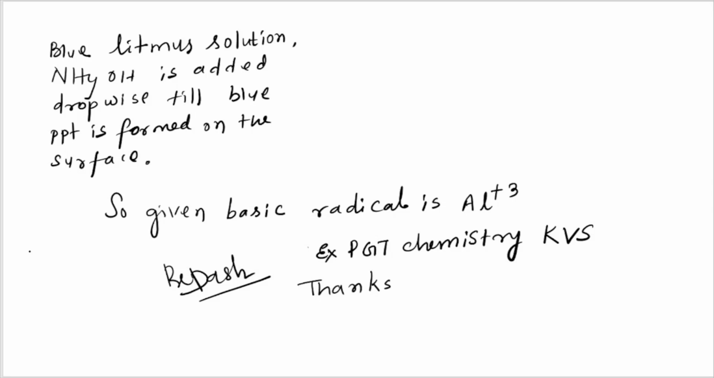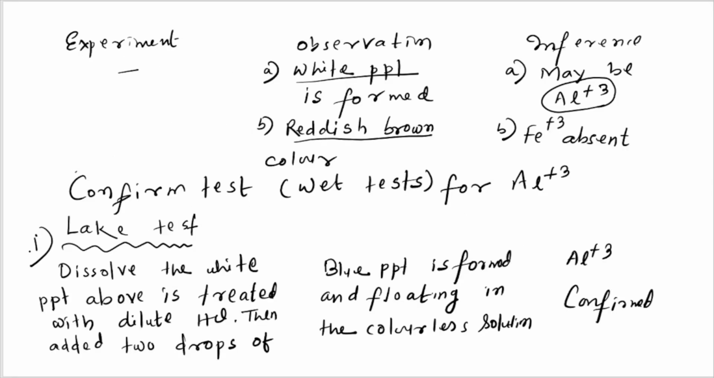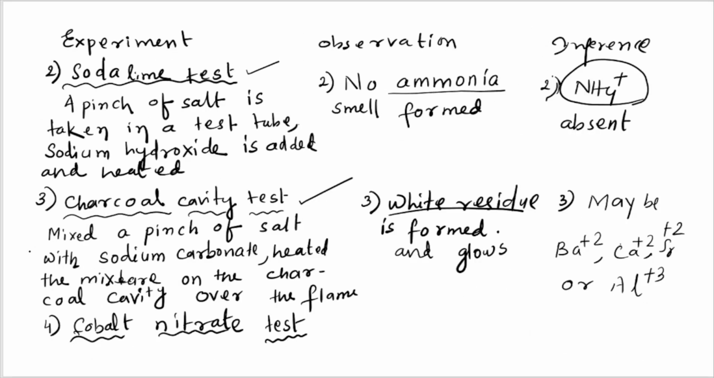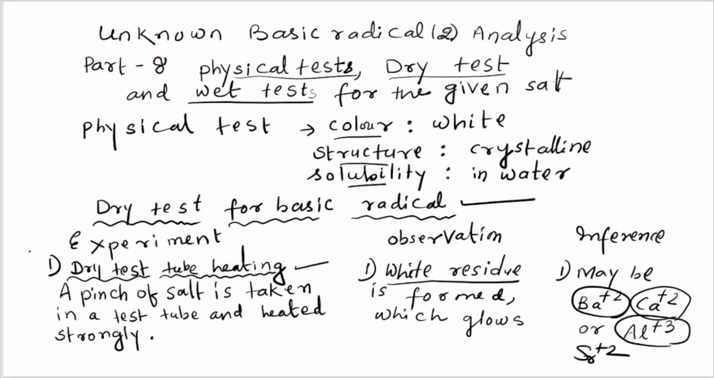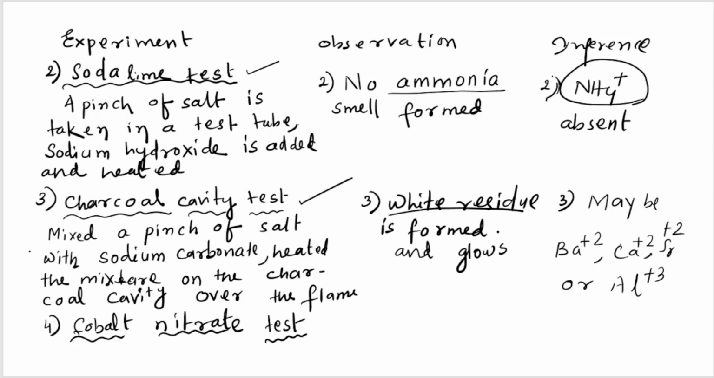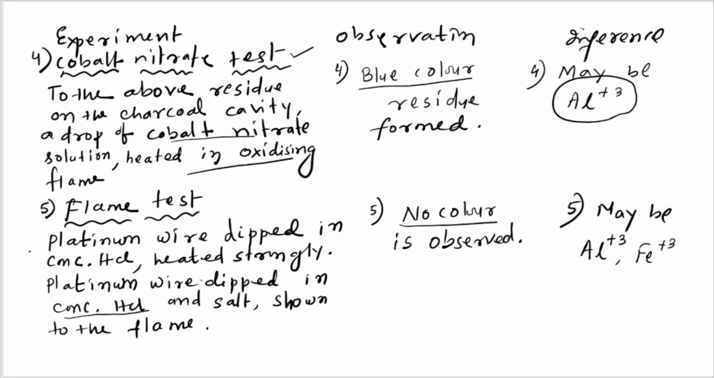So the given basic radical is Al plus 3, and so what you will write here? So the given basic radical is Al plus 3. Again come back and listen here. First you take the physical test. After physical test you go to dry test. Dry test has so many tests. Here first is dry test heating, then soda lime, no ammonia, charcoal cavity, white residue, then cobalt nitrate test. Here you will get blue color.